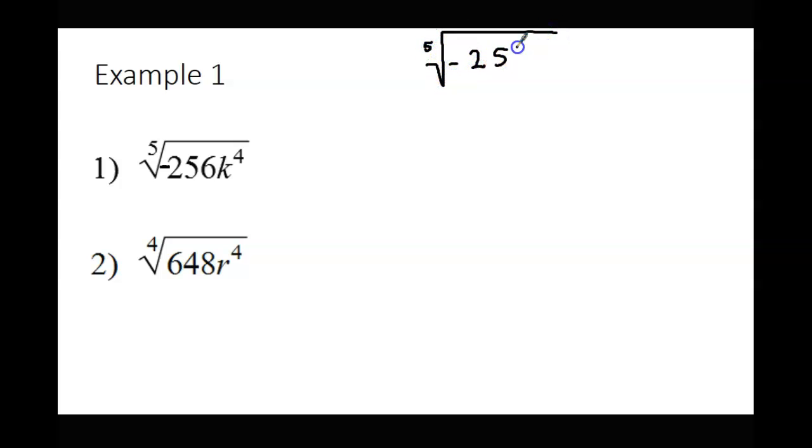Here we go. I've got a negative inside. So do I take out an i or a negative? A negative. Why? Because I'm doing an odd root, and odd roots make negatives. They don't make imaginaries. So the first thing we're going to do is take out the negative.